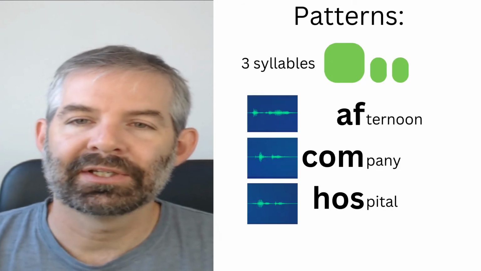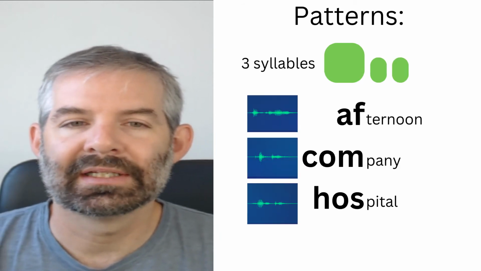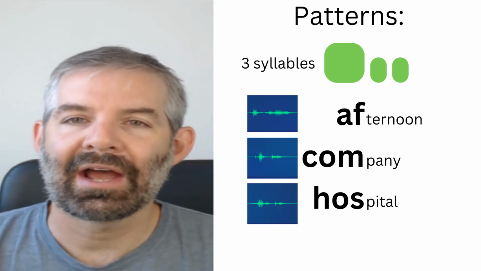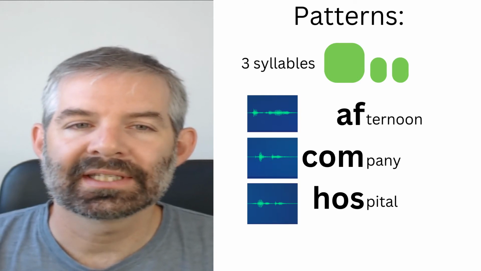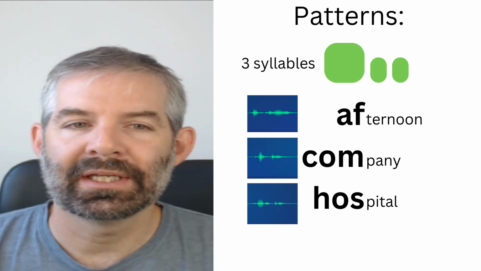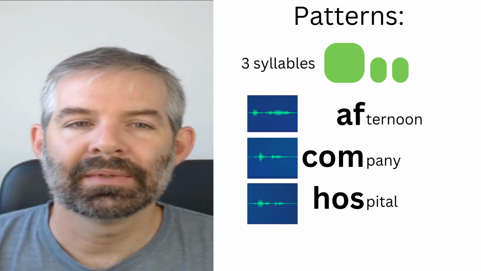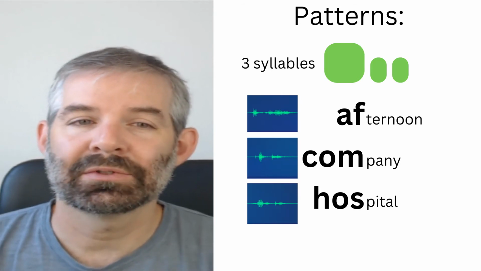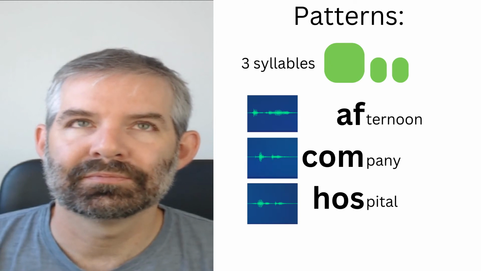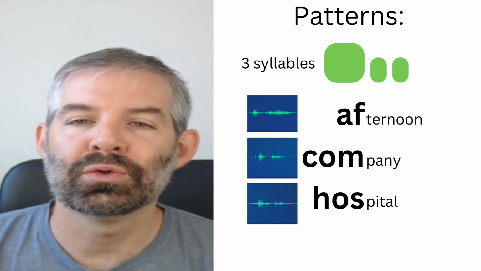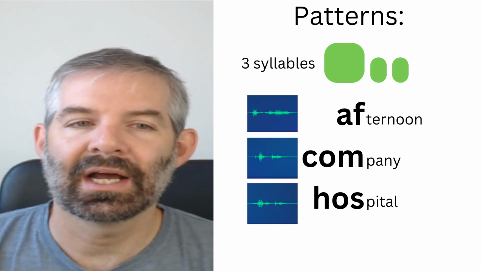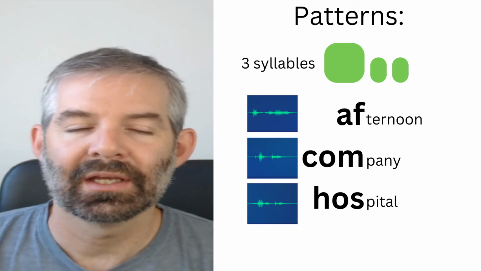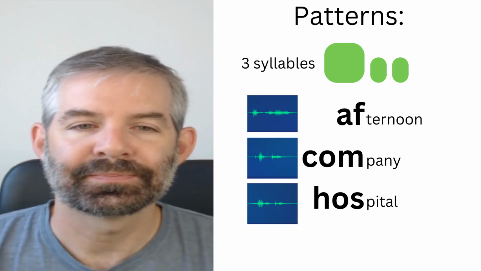Here's another pattern. If we use three syllables with a stress on the first syllable: afternoon, company, hospital. Notice that the middle syllable is usually very weak and it really just gets reduced down to like an uh sound. And it's possible that the last syllable could, depending on the word, for example afternoon, that oon is pulled out a little bit, but its volume and its length is not quite the same as the first syllable, which usually catches people's attention.